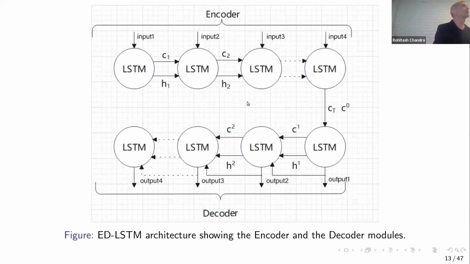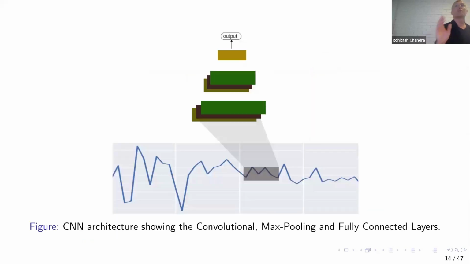Even though this was originally designed for language translation tasks, you can reuse it for time series by saying you first encode all of the time series that's currently been observed, and then in the decoding process, you're continually projecting forward in time all of the steps that you want to make predictions for. That's the encoder-decoder. The final architecture was a CNN architecture.